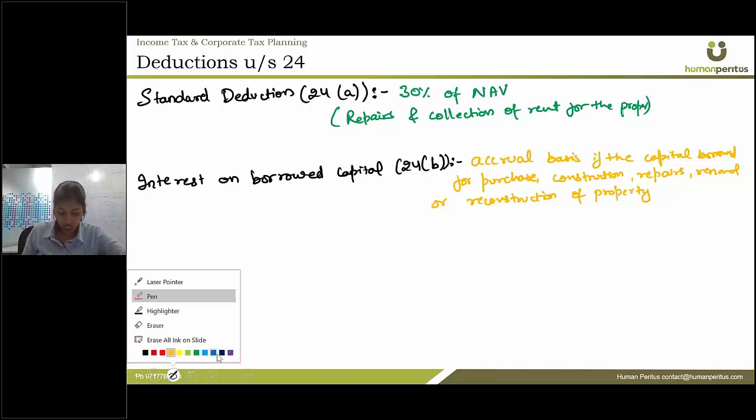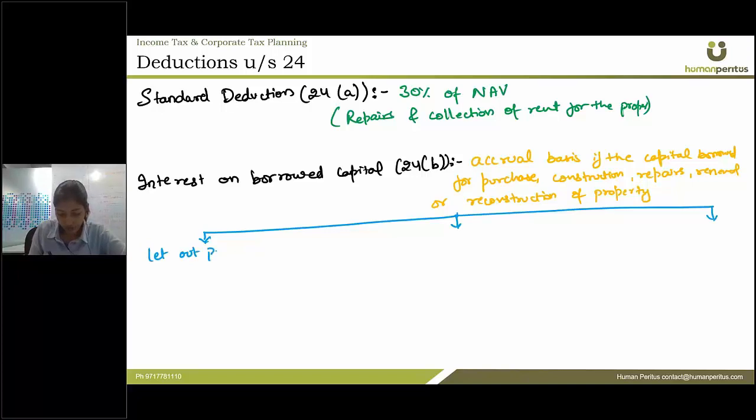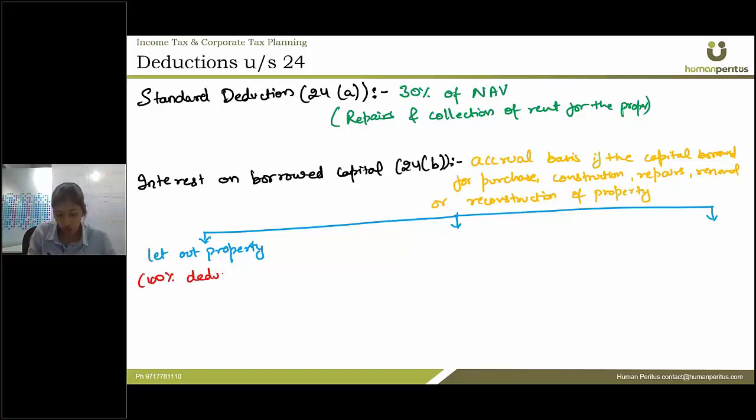Alright, now there are a few conditions in which he can claim deduction, and this can be divided into three parts. First, if the property is let out property. So if the person has borrowed capital for a property which is let out and he has taken the loan for either purchase, construction, repairs, renewals, in that case he can claim 100% deduction of the interest that he had to pay.